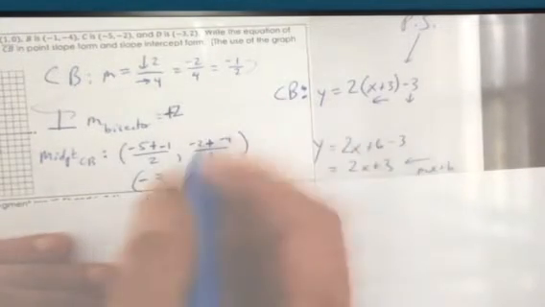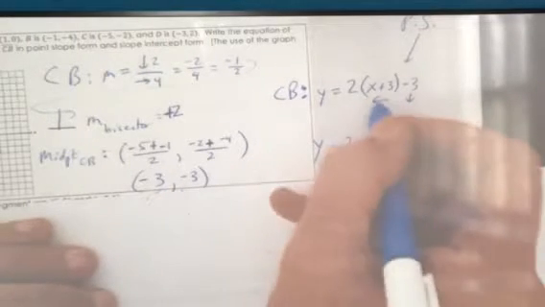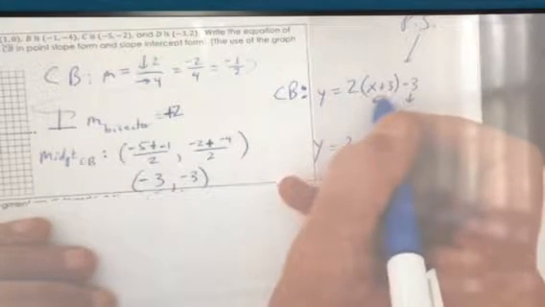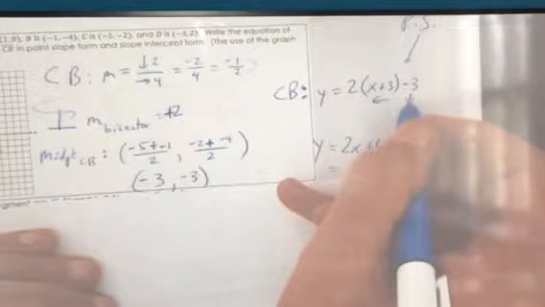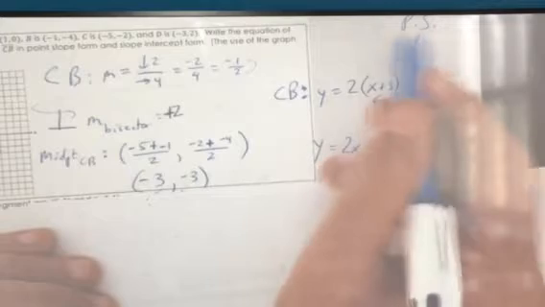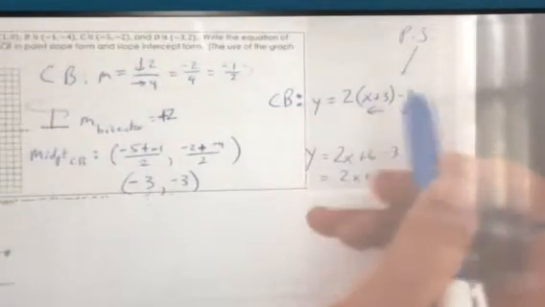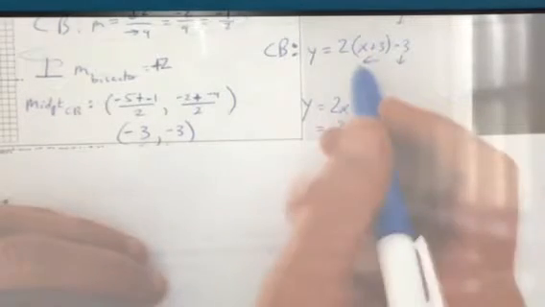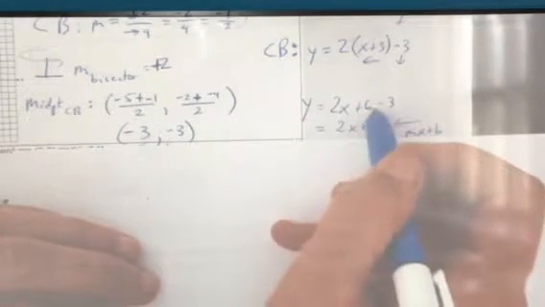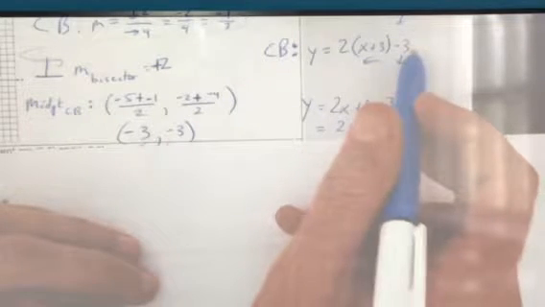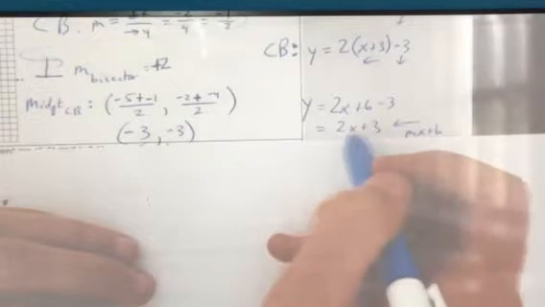And we need to go through the coordinate that is left 3 and down 3. So that's parentheses x plus 3. And then down 3, minus 3. Here this is in point slope form. Now we put it in slope intercept form by distributing 2 times x plus 3 and getting 2x plus 6. And then minus the 3 from the outside gives us y equals 2x plus 3.